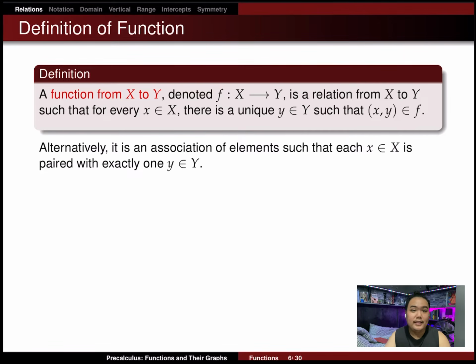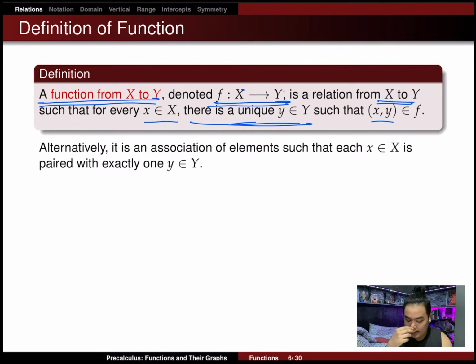Okay? So, punta naman tayo dun sa special case noong relation. So, you have the relation and then a special case of the relation is what we call a function. So, a function from x to y, which we write in this way, f, and then you have the colon from x to y. Yung arrow, yung ibig sabihin to. Okay? That arrow means to. So, it's a relation from x to y such that for each x in capital X, there is a unique y in Y such that xy is in f.